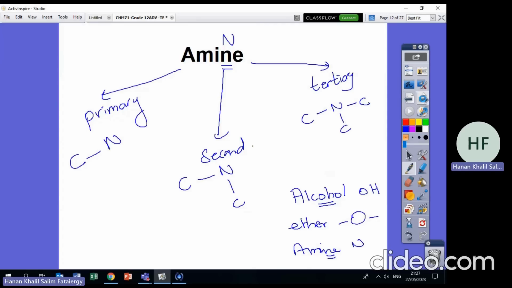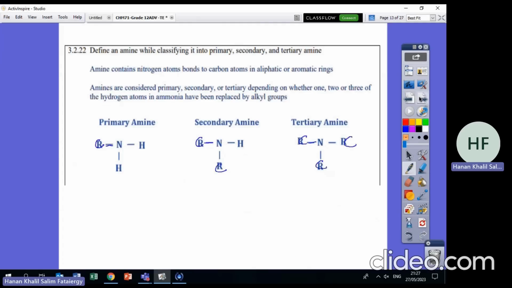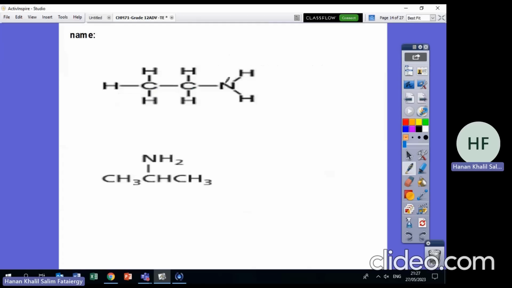Now we said in a primary amine, the nitrogen is connected to 1 carbon. In secondary, the nitrogen is connected to 2 carbons. In tertiary, it is connected to 3 carbons. Now this is an amine. This nitrogen is connected to 1 carbon, so this is called primary. Now, this nitrogen is also connected to one carbon, so this is also primary.